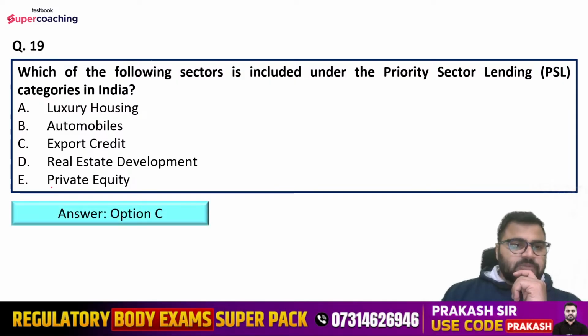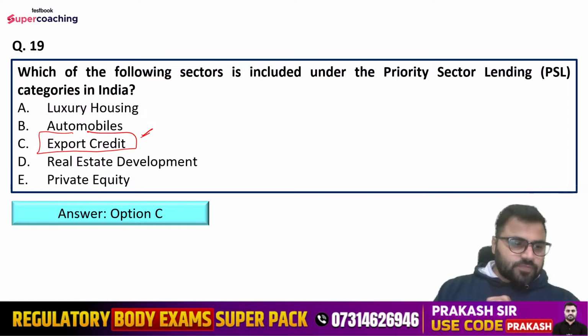So right answer is option number C, that is export credit, right? Export credit. ठीक है जी. And rest of the sectors are also there, like for example affordable housing हो गया, agriculture हो गया, right? So these all are the sectors under the priority sector lending. और भी sectors है यहाँ पर. So option number C is the right answer. Yes. So user is saying option number C बिल्कुल सही है. Correctly you have attempted the question.